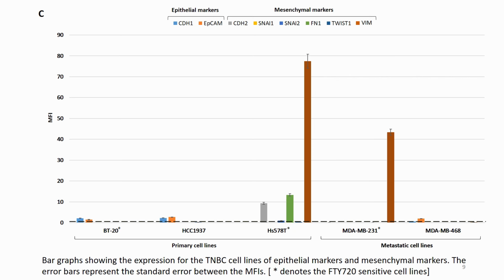So this shows the importance of actually having multiplexing, so that you have a good classification. These are called classifiers of the different cell line models that we use, and using only one marker or 2 would not provide us with the full information.